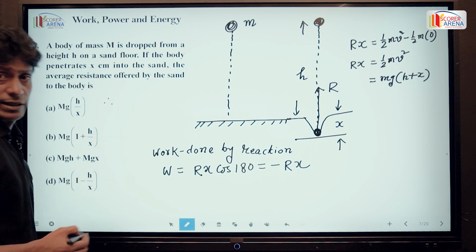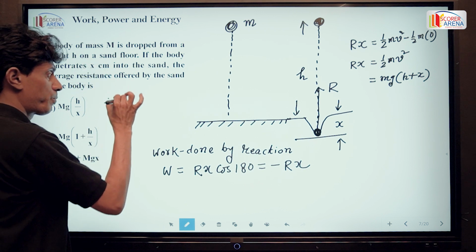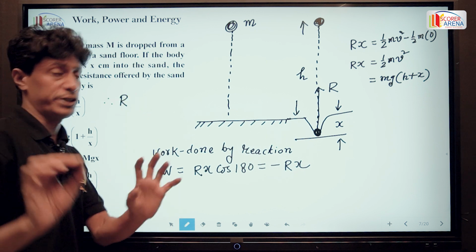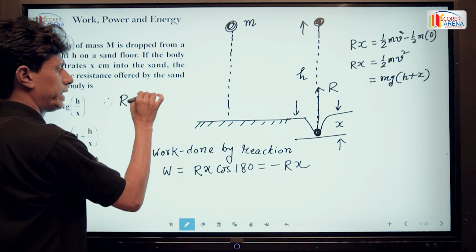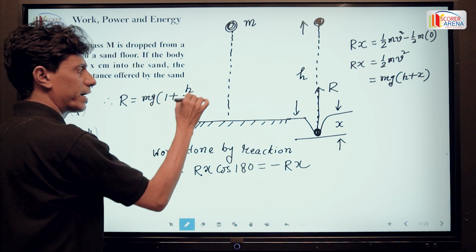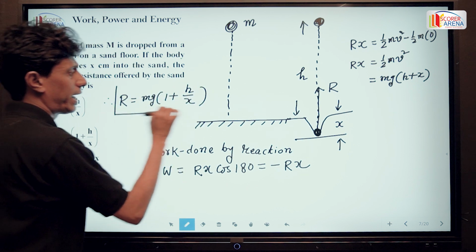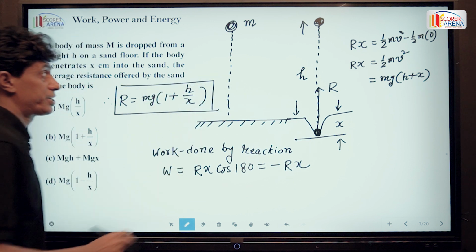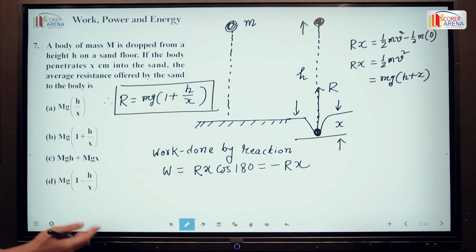So here we can say the reaction provided by the ground on the body is equal to mg(1 + h/x). So this is the average reaction, or average resistive force, provided by the sand to the body.